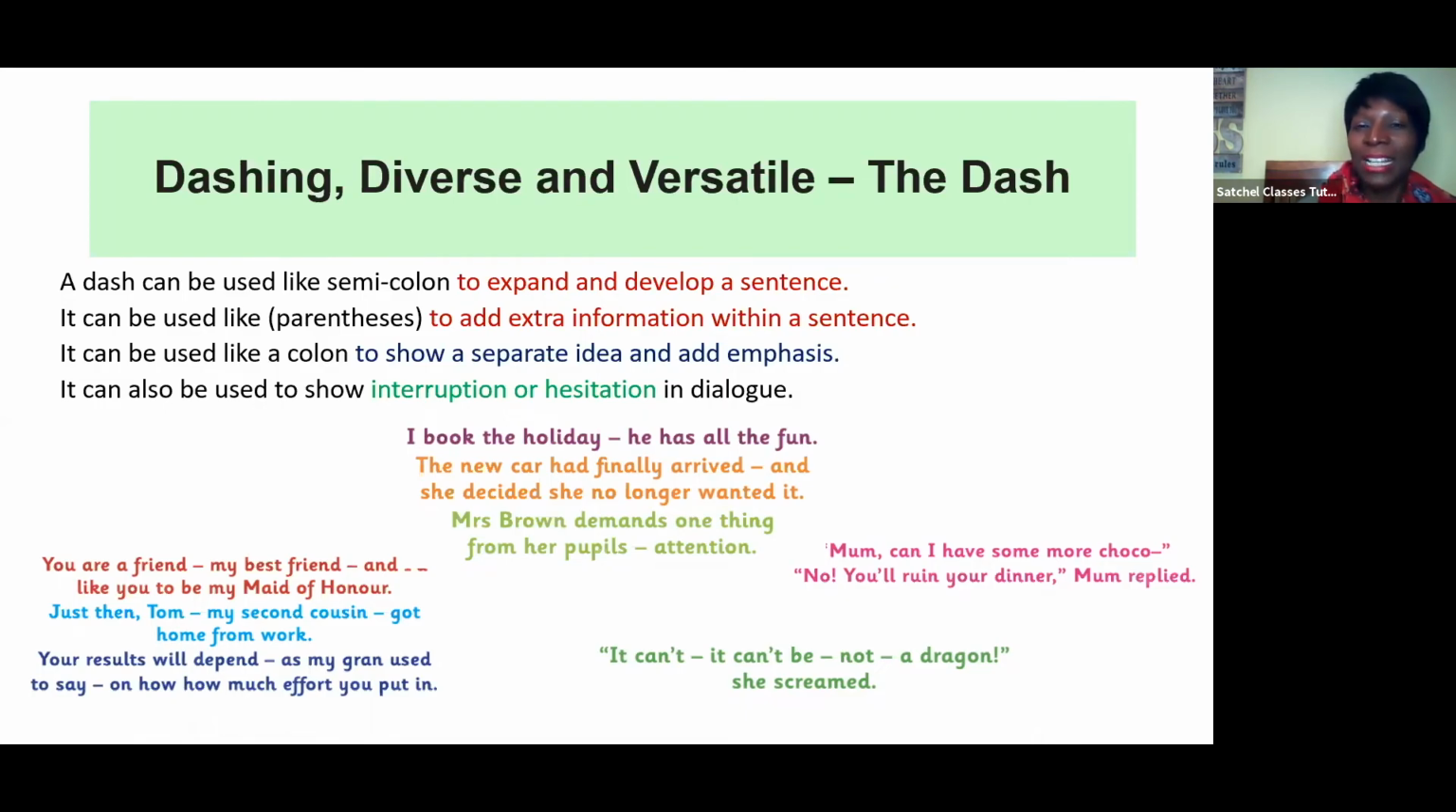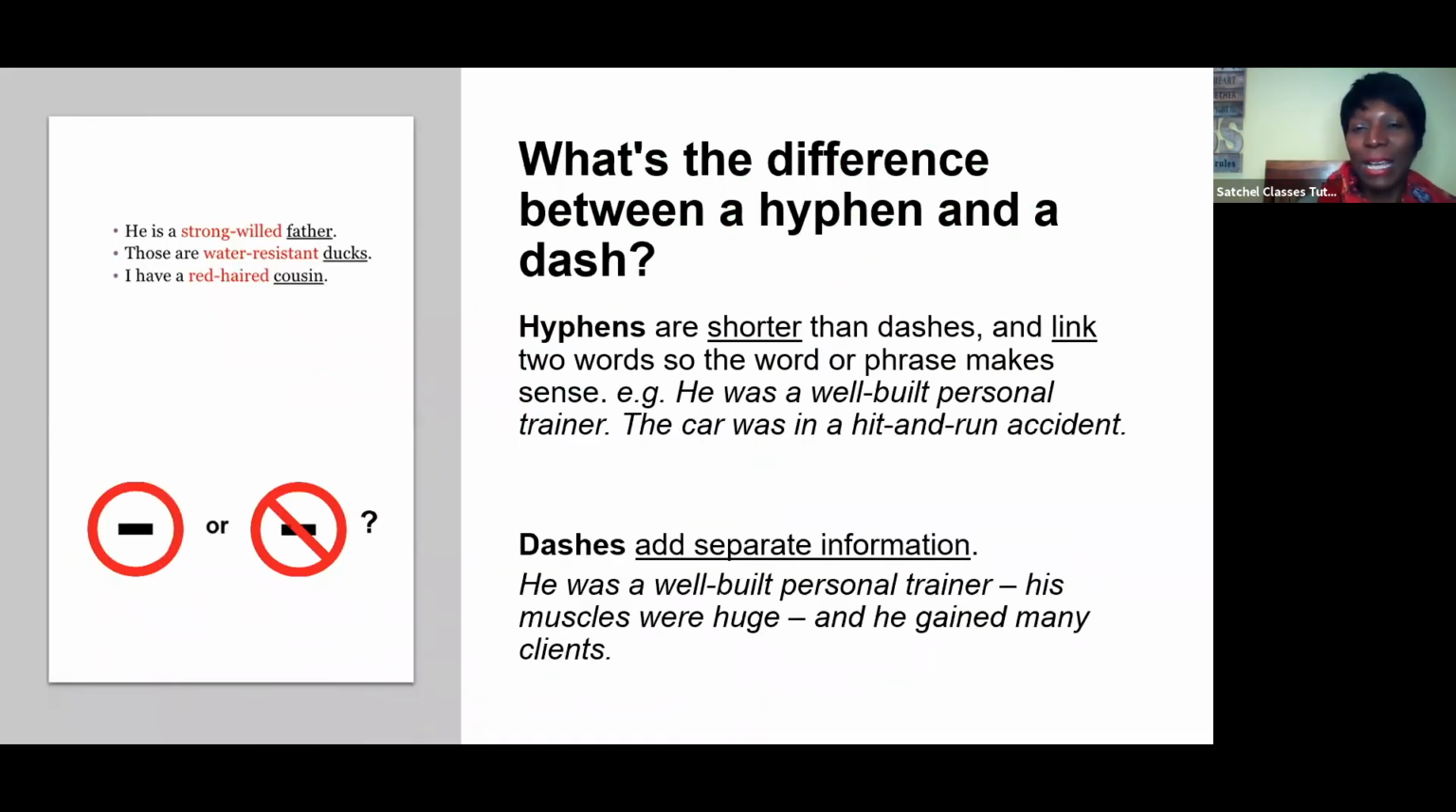Now, what is the difference between a hyphen and a dash? We can see that hyphens are shorter. They link little words together. So we can say well-built, hit and run, strong-willed, water-resistant, red-haired. They're hyphenated words. They're shorter than dashes and they link and stick words together, kind of like Blu Tack or glue dots. They stick them together, whereas dashes add separate information.